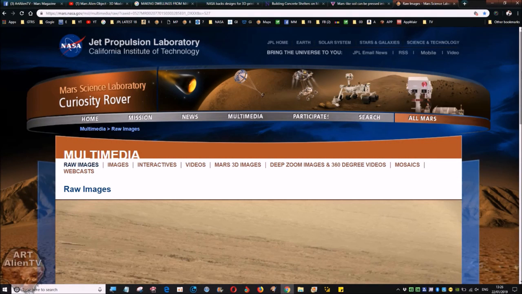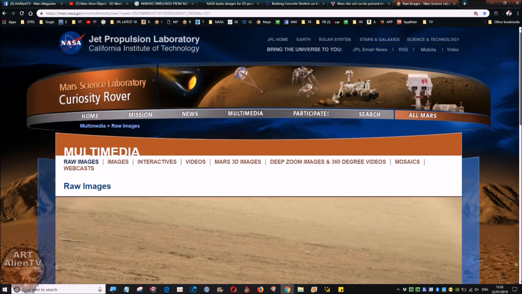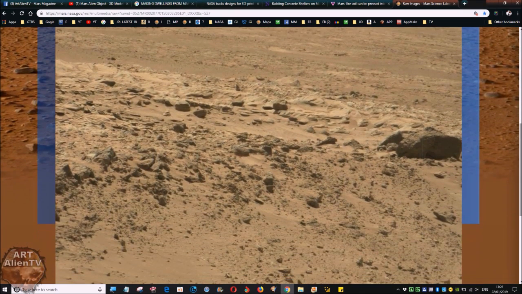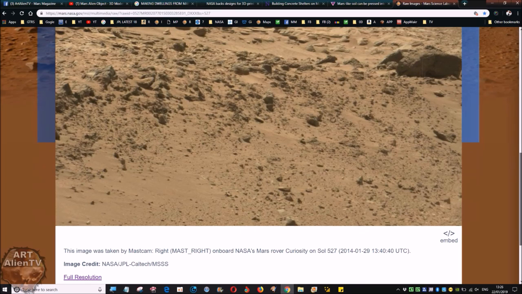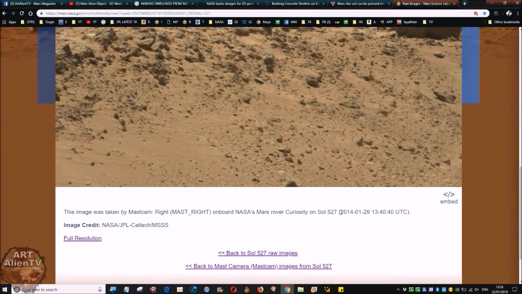And today we're looking at this image, and this goes right back to Sol 527. We have this image taken in Gale Crater by the Curiosity Rover a bunch of years ago now. I think this would have been around the second year, 2013, I think this was taken. No, 2014, I was wrong. Yeah, there we go. Look, 29th of the 1st, so I was only slightly out.